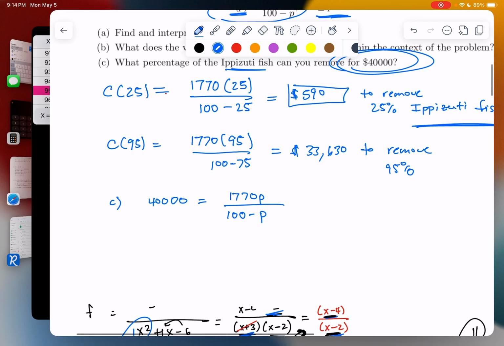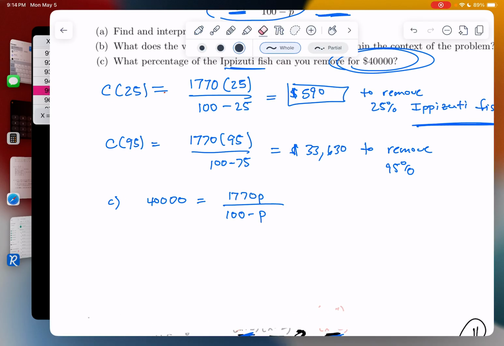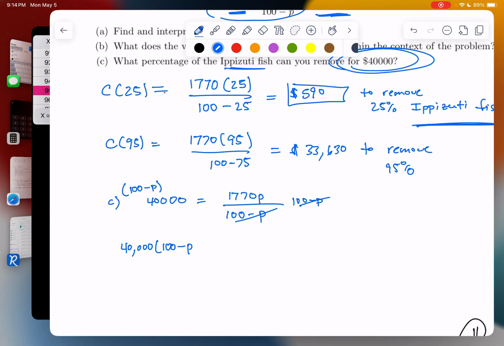So what you would do is multiply both sides by the denominator to get the variable out of the denominator. So I'd multiply both sides by 100 minus p. And then you're going to have $40,000 times 100 minus p is equal to 1770p. So then you'll add 2 zeros, 1, 2, 1, 2, 3. So I added 2 zeros. So now you've got 4 million, because you added 2 more zeros, minus 40,000p equals 1770p.